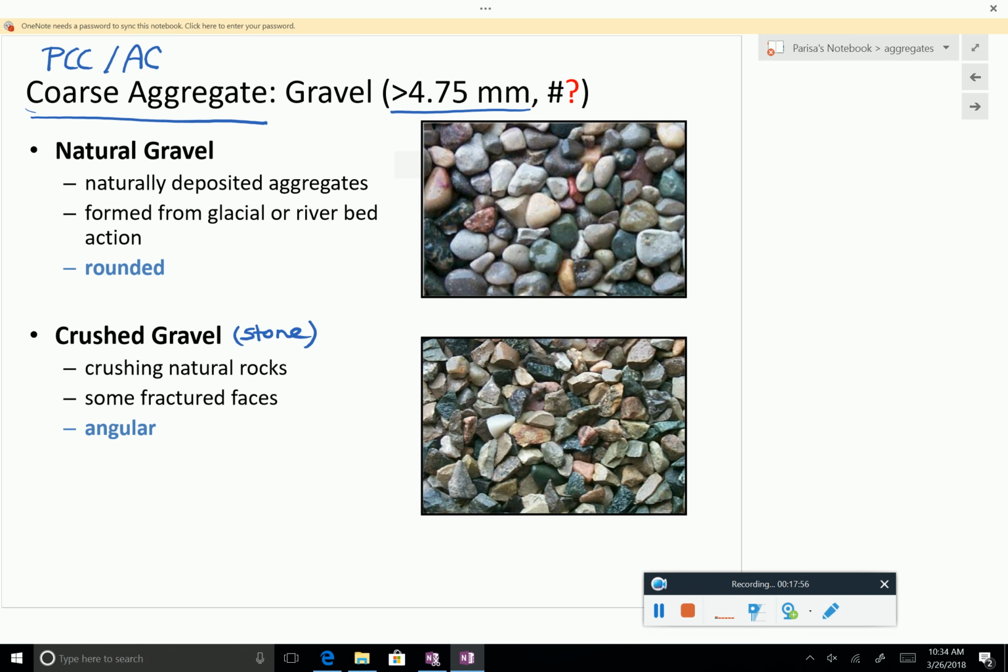How many are taking soil mechanics? What sieve size is it? What was it? 4, exactly. So if you are not taking it, don't worry. I explain what sieve analysis is. So no reason to be worried about not taking soil mechanics here. No issue.